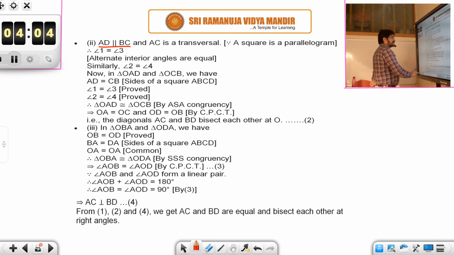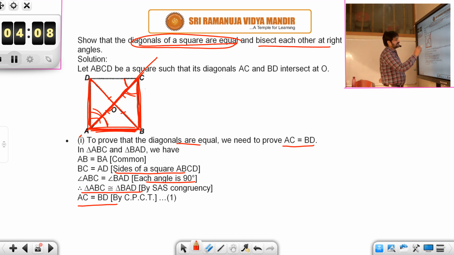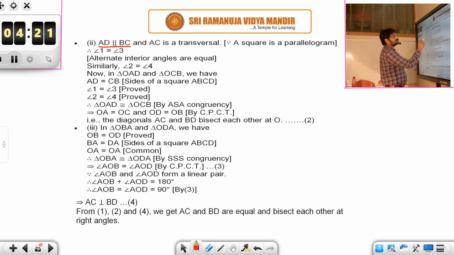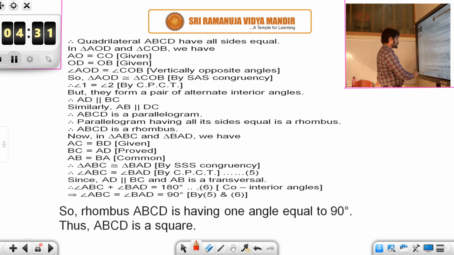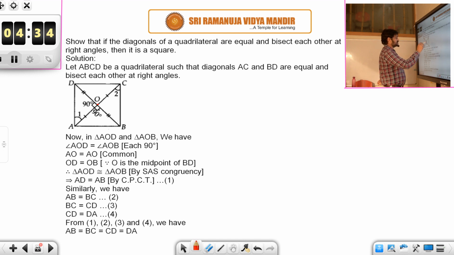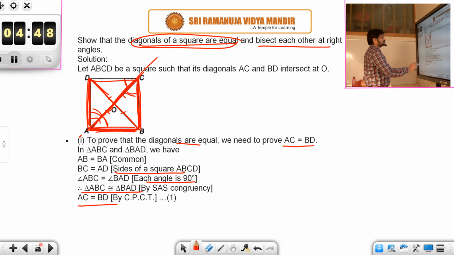Now consider triangles OAD and OCB. Consider these two triangles. Consider triangle OAD and OBC.